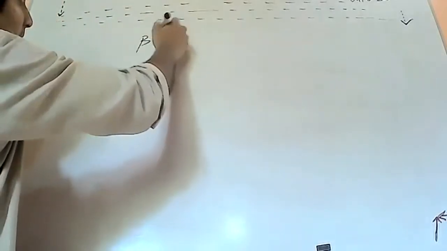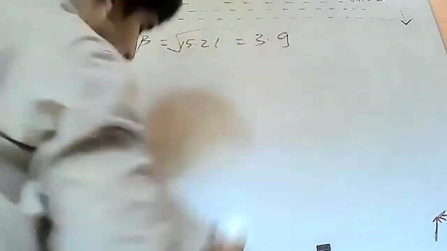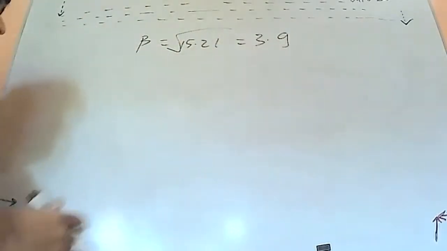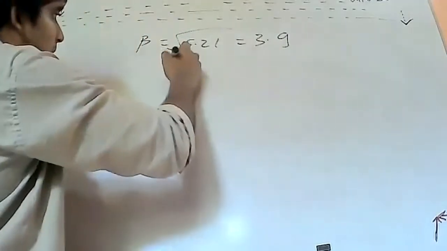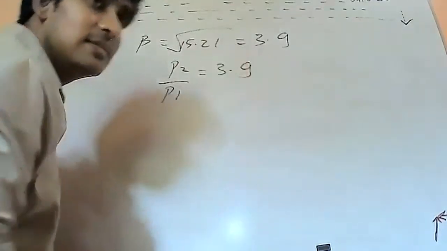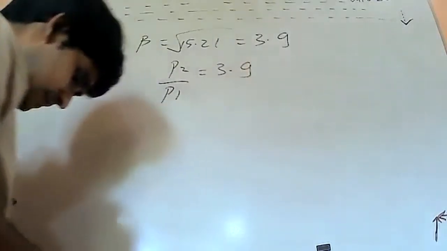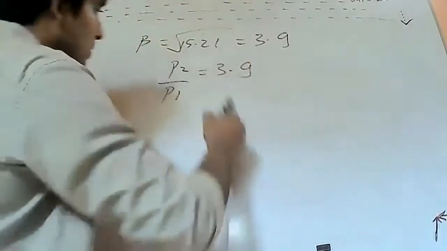So now you know that, right? So pressure ratio at a single stage equals beta equals root of 15.21 equals 3.9. So that means simply for the first compression stage, P2 divided by P1 equals 3.9. Simple. So that means without any doubt, you can find T2, right?